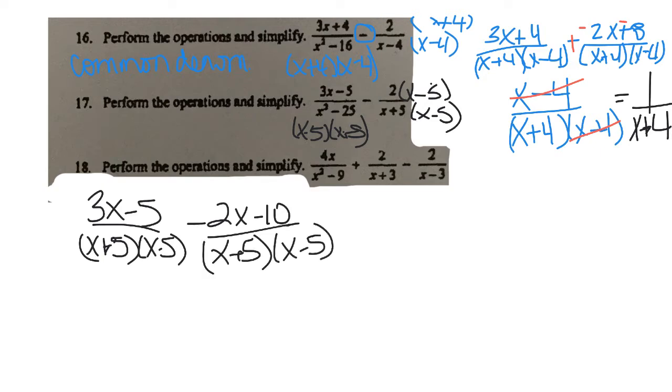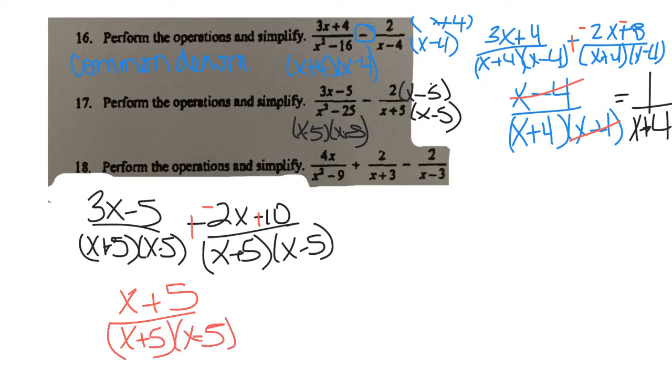And we're subtracting again, so change it to, well, that becomes plus, that way we don't forget. We get the incorrect sign if we forget. So we get x plus 5, because negative 5 plus 10, over (x plus 5)(x minus 5). Divide out the x plus 5's, and our final answer is 1 over x minus 5.